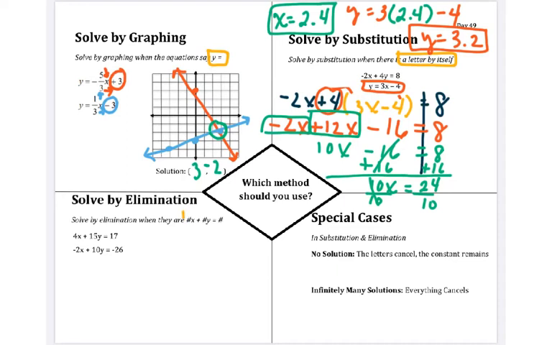We use elimination when there's a number with the x, a number with the y, and then it equals some number. So in this here, it is not ready to eliminate because we don't have a letter that will cancel yet. But what we can do is multiply the bottom times 2, and that will give me a 4x here and a minus 4x here. So I'm going to rewrite the first equation, 4x plus 15y equals 17. Then in the bottom one, I end up with a negative 4x plus 20y equals negative 52.